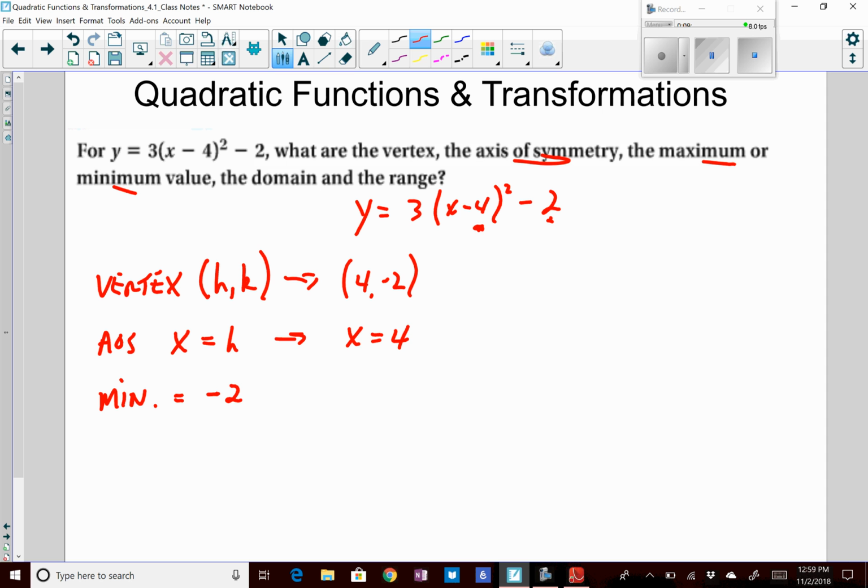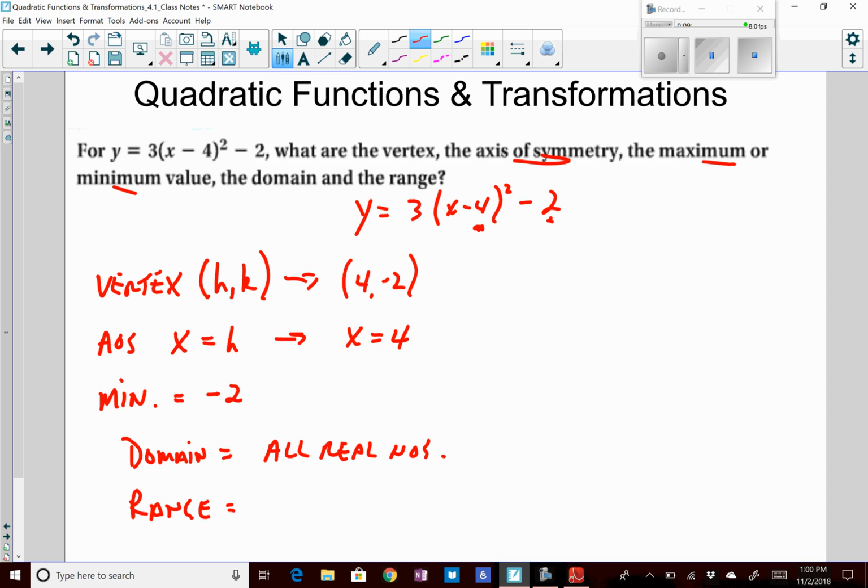And then lastly, they want the domain and range. So the domain is very easy. In every quadratic function, the domain is always all real numbers. For the range, we have to look at the vertex. It's all going to depend on where the vertex is. So here, our vertex is at 4, -2. Our minimum value is -2.